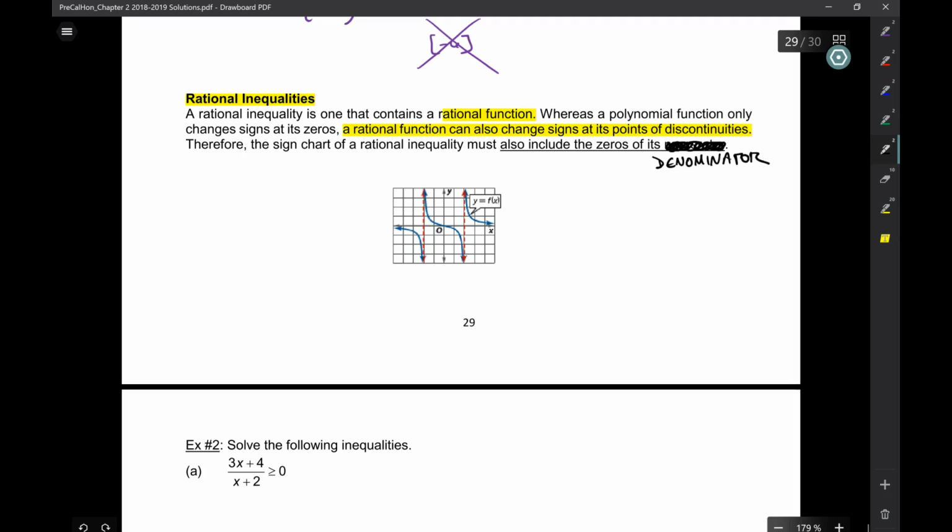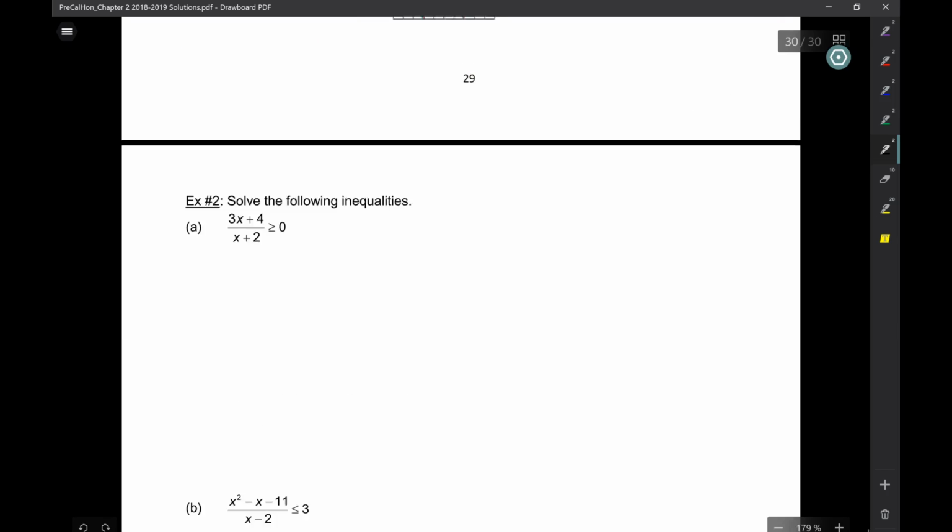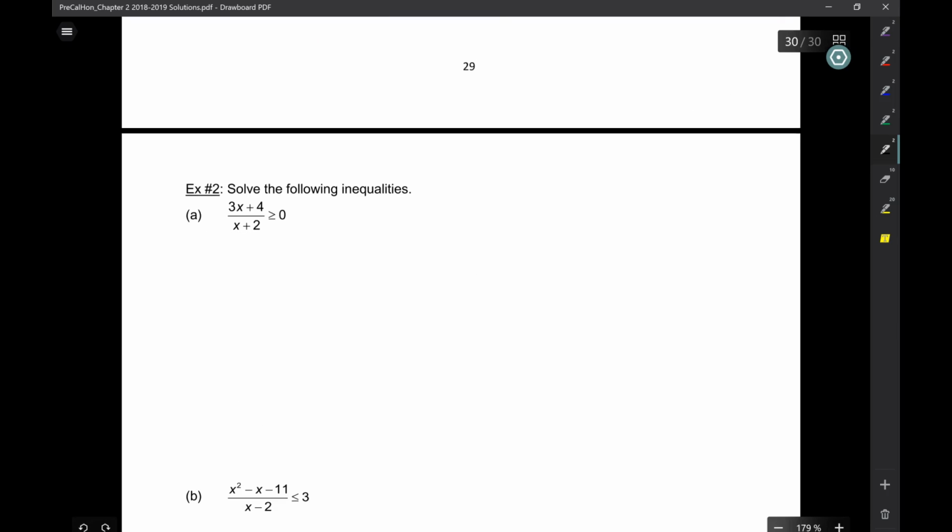Right? So basically, same exact thing. You do the same exact thing, except you also put on the sign chart the zeros of the denominator. And I'll tell you right now, for these, I want to say like 75% of the mistakes are when students just forget about the denominator, right? You know everything else, you just forget the denominator. Okay, so here, let's do this one.